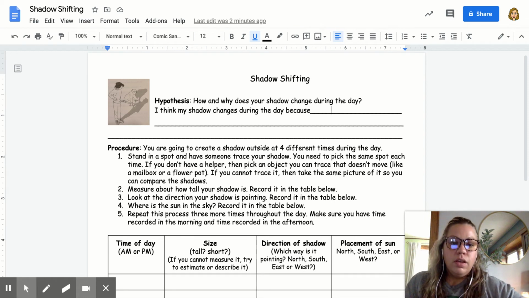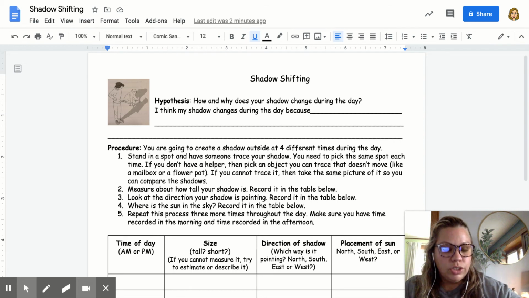There are going to be points awarded for recording your data, completing a hypothesis, showing your observations, and then drawing a conclusion. So please make sure you're typing right in the Google Doc and that you turn it in when you are done. Before you begin the shadow shifting activity, let's read the question that we are trying to answer today. How and why does your shadow change during the day?